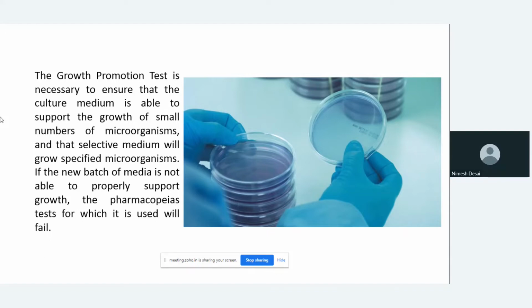So why is it important? For example, if the media growth promotion test failed and we are utilizing such media for the product analysis, what happens? Whatever result we derive is by using the faulty media. So whatever the result of the drug, it may be questionable, right? For that purpose, we need to utilize the media which passes the growth promotion test.